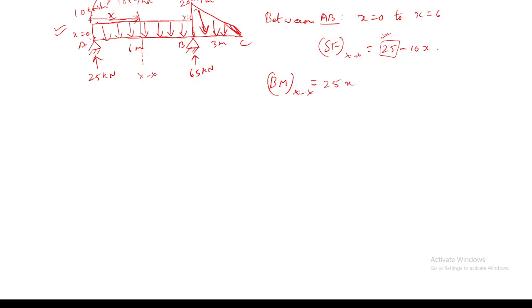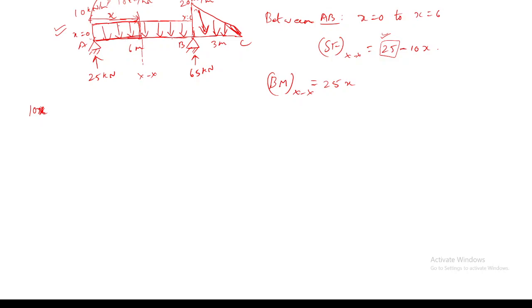And then due to the uniformly distributed load 10x, what is the procedure? I have to take the total load of this entire section up to this x. What will be the total load? We have seen it is 10x, right? For calculating the bending moment, it should act at the centroid of this area. What is the centroid of this area?